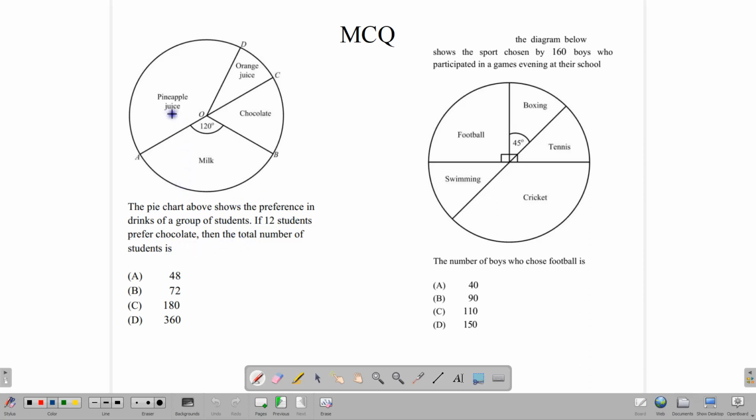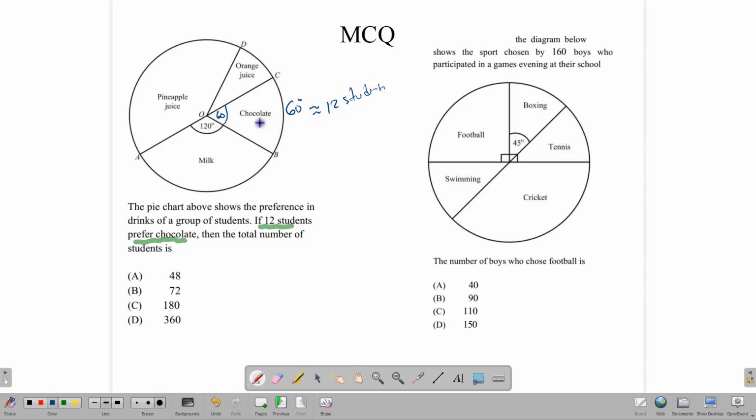So here we have pineapple juice, orange juice, chocolate, and milk. And it says that 12 students prefer chocolate. So if 12 students prefer chocolate, then look at the angle for chocolate. So notice that this is a diameter, goes right across the circle here. This is a 120 degree, which would make this right here a 60 degree angle. So for a 60 degree angle, it's approximate to 12 students.